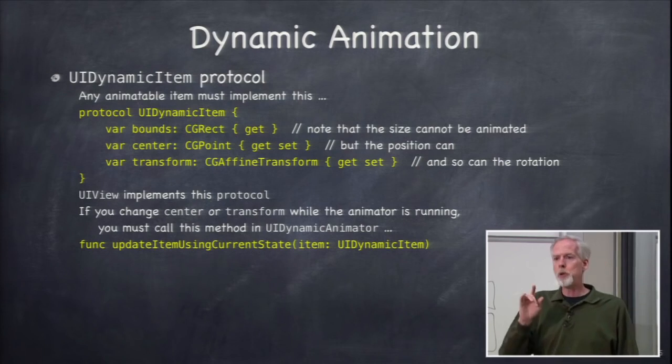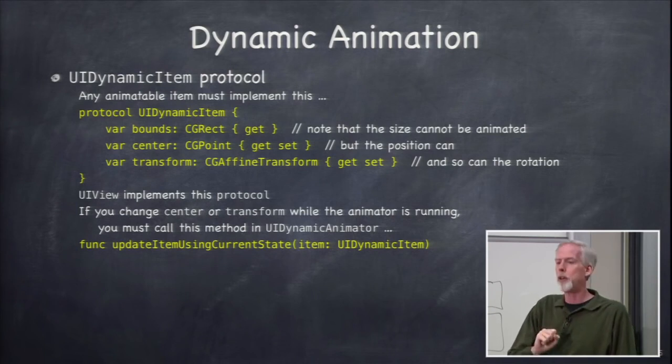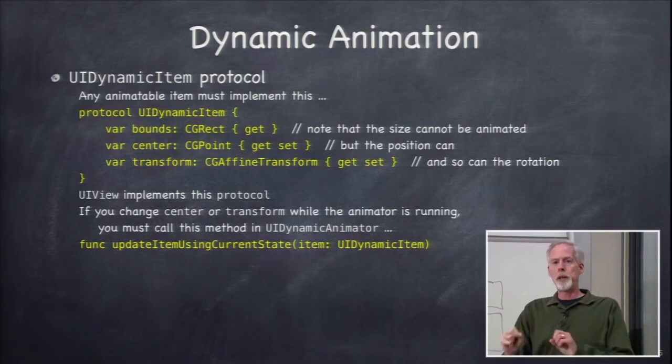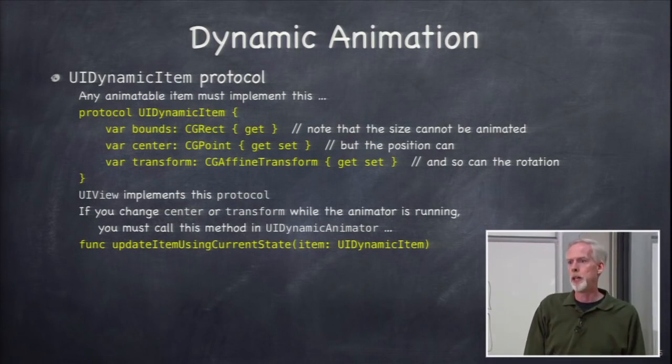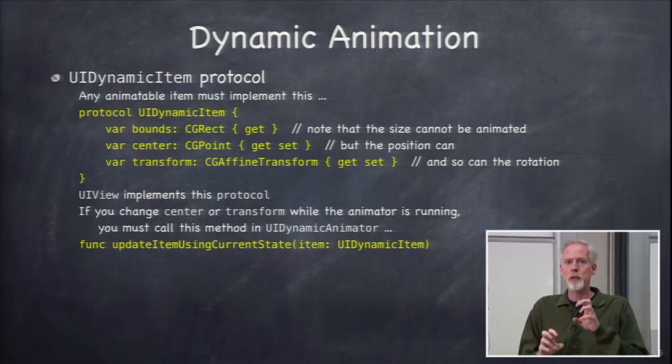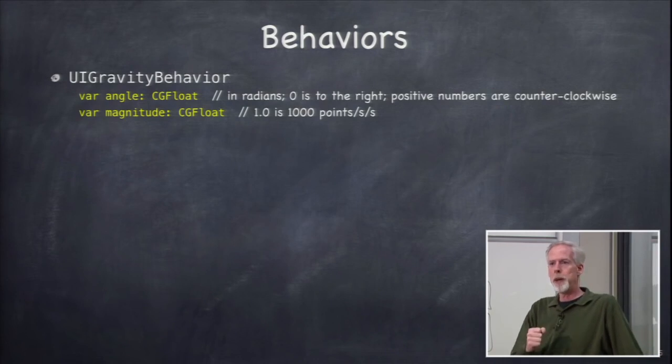Now, if you change the center or the transform, like you change the frame or the center of the view to move it, and the animator has a hold of it, you've got to tell the animator you did that by calling updateItemUsingCurrentState. And you just pass the view. And so the animator can say, oh, that thing moved, and it'll update its internal state to start from wherever that thing is. Does that make sense? Obviously, if you and the animator are fighting over who's positioning a view, you have to at least communicate, and this is how you do it. Simple enough.